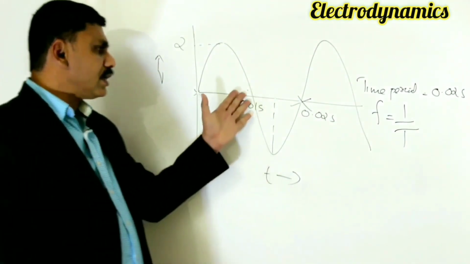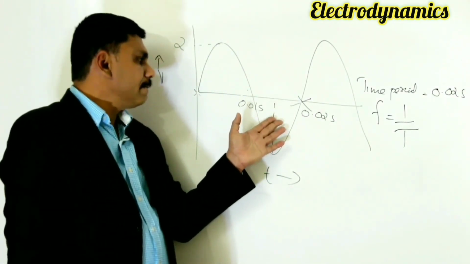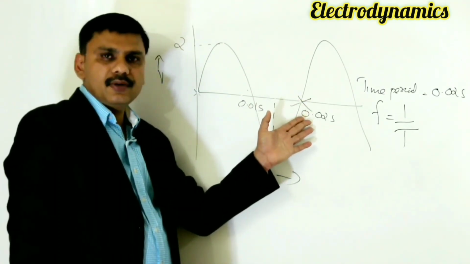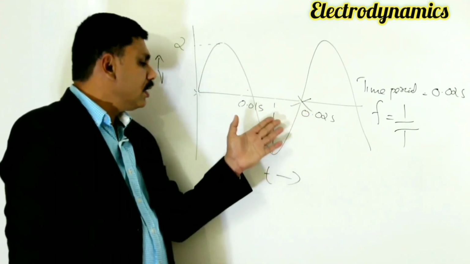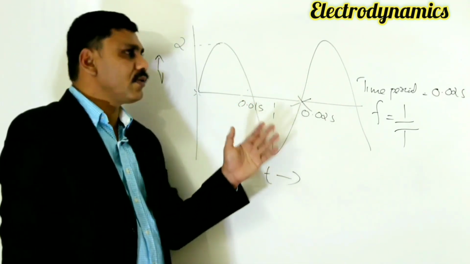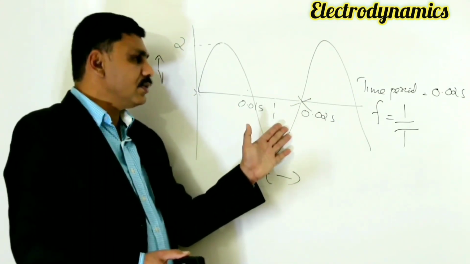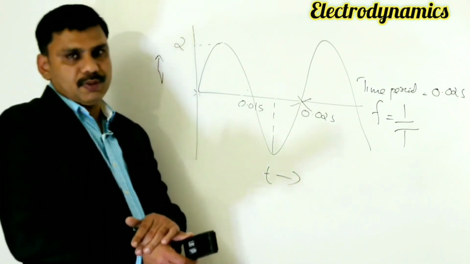So they can ask for the time period of the alternating wave, and they can ask for what? They can ask for the frequency of rotation. Frequency of rotation they can ask. So these type of questions you can see in different question papers.